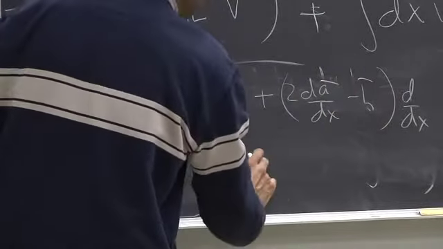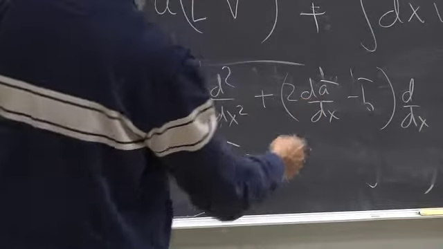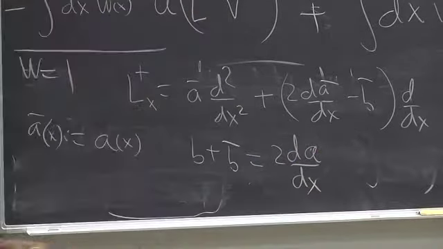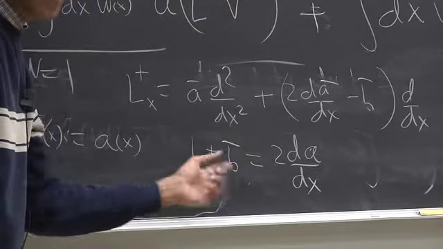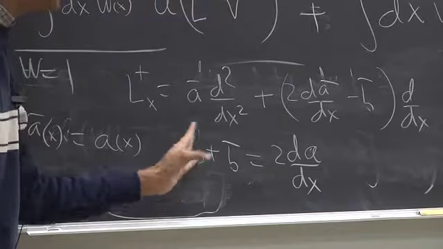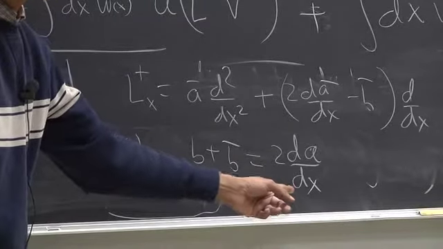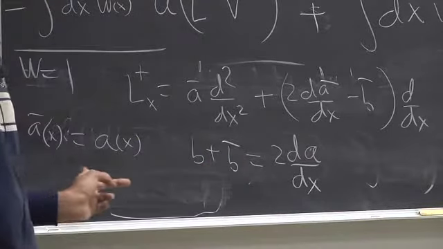So B plus B bar is equal to 2 dA bar, but A is real already, so I can just write this as dA by dx. So what we are saying is the real part of B, and again B is a function, is equal to dA by dx. This is consistent, of course, because this is real, and that's also real, because we have said A is real.